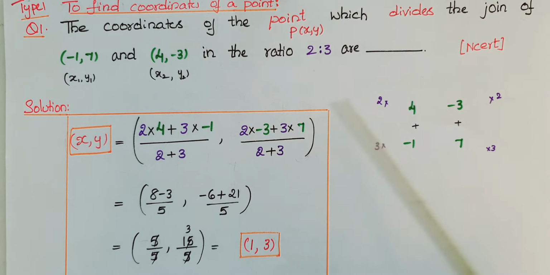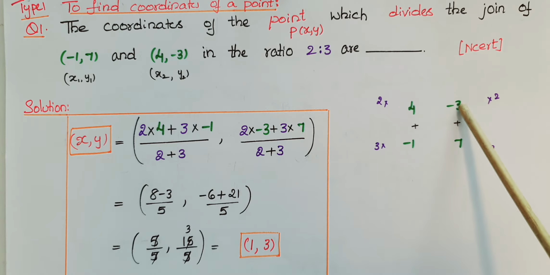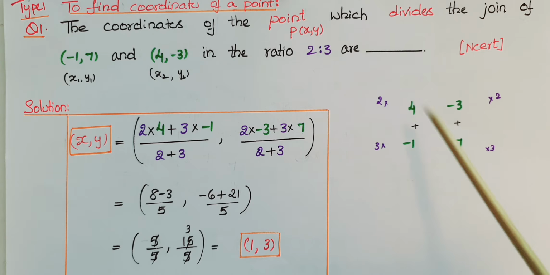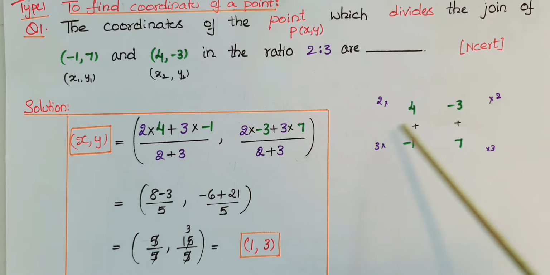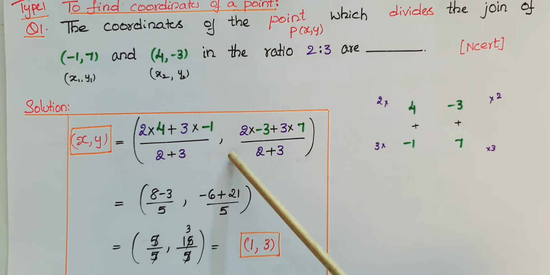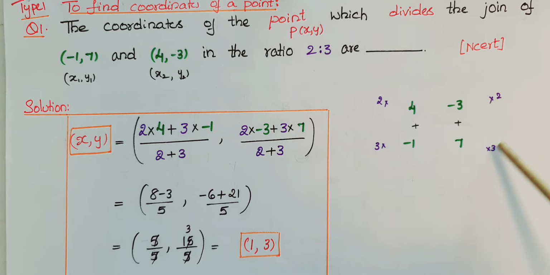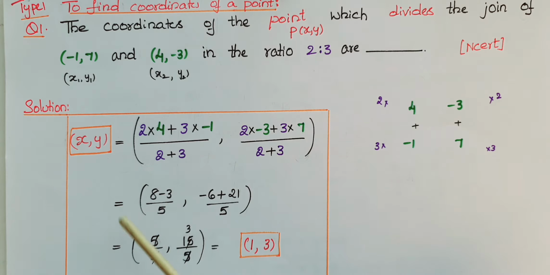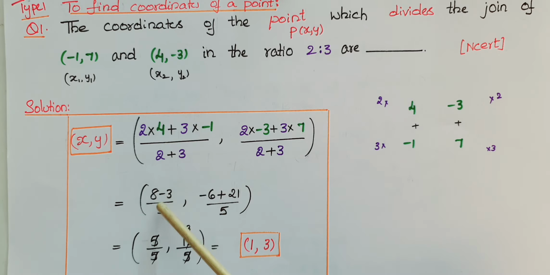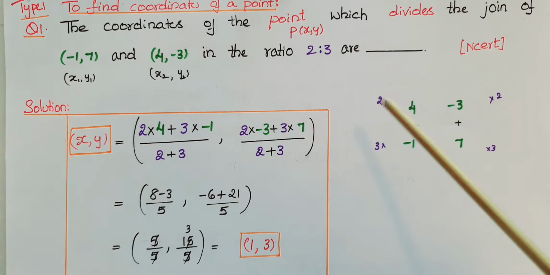So we know that (x, y) is equal to, you just write 4, -3 as x2, y2, and here x1, y1 is -1, 7, and this is the ratio 2 is to 3. So first multiply 2 into 4 plus 3 into -1 by 2 plus 3, comma this is y coordinate, 2 into -3 plus 3 into 7 by 2 plus 3. This is the sum of ratio. That is equal to 4 2s are 8, 8 minus 3 by 5, and here -6 plus 21 by 5, that is equal to 5 by 5, comma 15 by 5, that is (1, 3). So this is the point which divides this line segment in the ratio 2 is to 3.